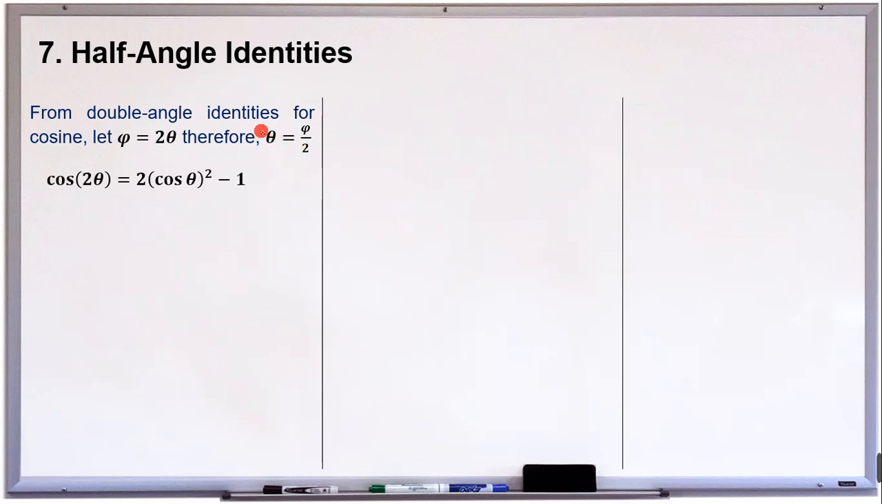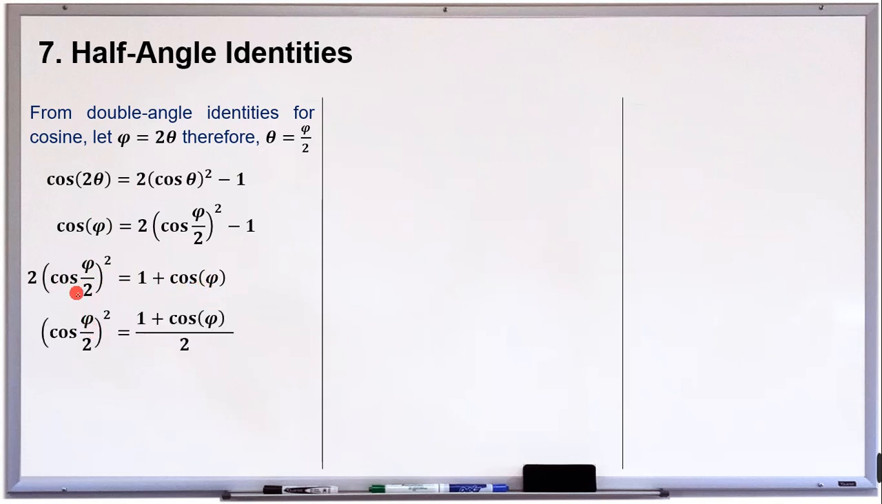Now we're going to substitute this expression for the angle phi, starting with the cosine. So cosine 2 theta equals 2 cosine theta squared minus 1. So 2 theta is equal to phi, and then theta is phi over 2. Next, our goal is to solve for cosine phi over 2. So we're going to transpose 1 to the left side. So it will become 2 cosine phi over 2 squared equals 1 plus cosine of phi. Then dividing both sides by 2, you will have cosine phi over 2 squared equals 1 plus cosine phi all over 2.